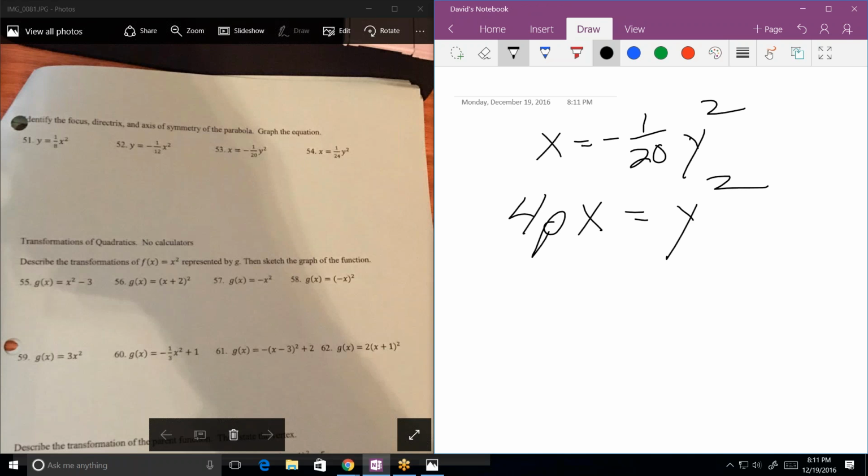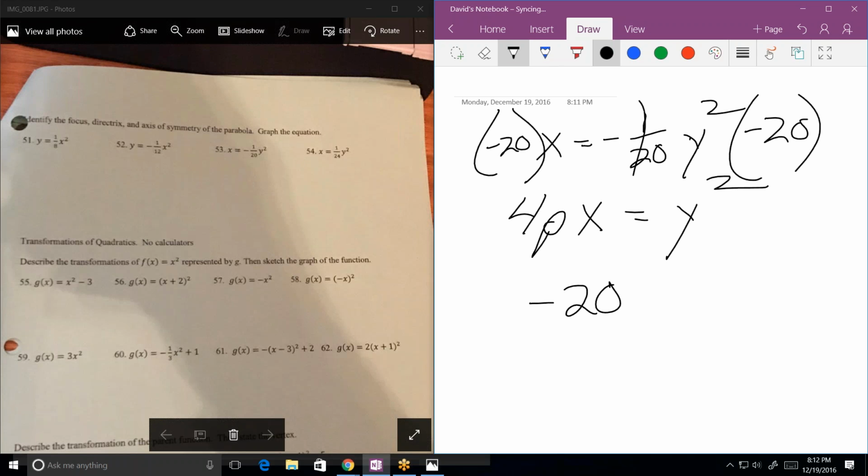Again, I have my coefficient in front of the squared term, and I want my coefficient to be in front of the x term. What do I do? I multiply both sides by minus 20, right? Minus 20 y squared... this minus 20 goes away when I multiply, so I'm left with minus 20x equals y squared.